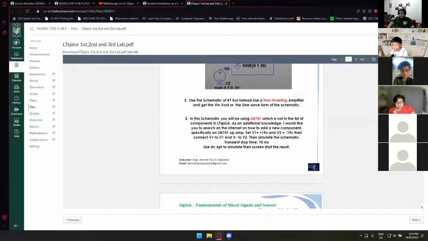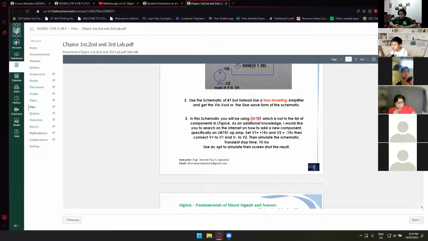Okay, and then lastly, this is another topic wherein it will teach you on how to import a new component. So in LT Spice, there are some components that are not in there, like for example the LM741. So if you need to use LM741 in your LT Spice, you can import that one actually. All you need to do is find a video on YouTube. There's a lot of videos on YouTube on how to import a certain component on our LT Spice.